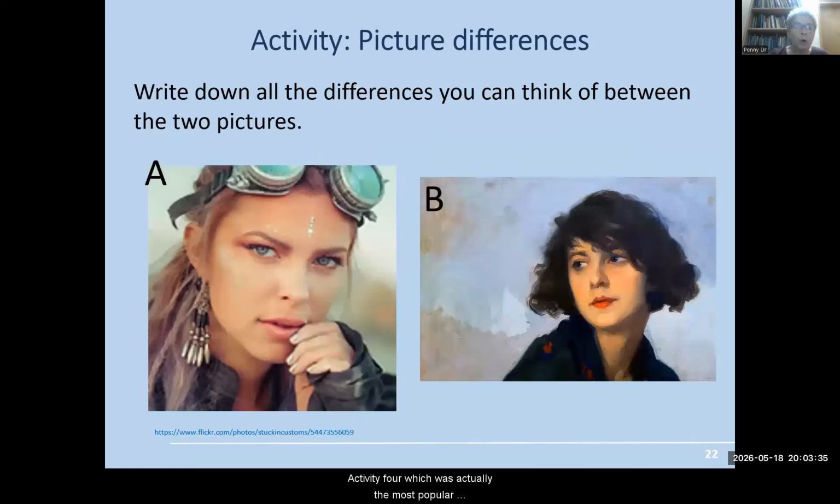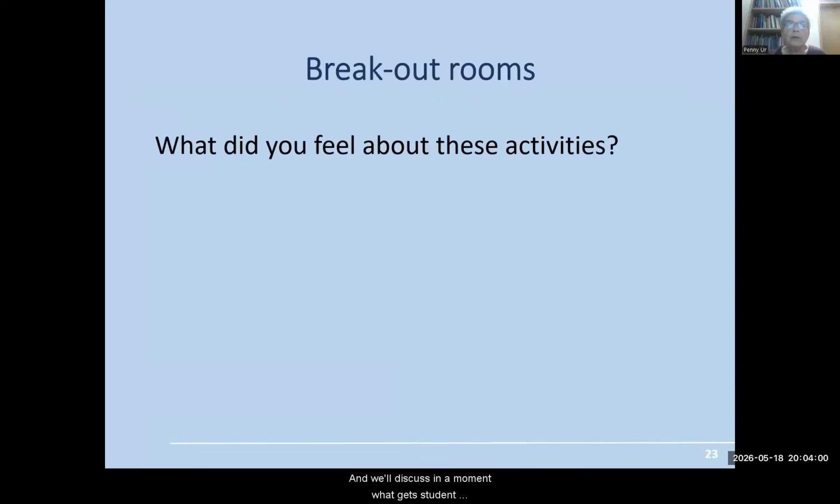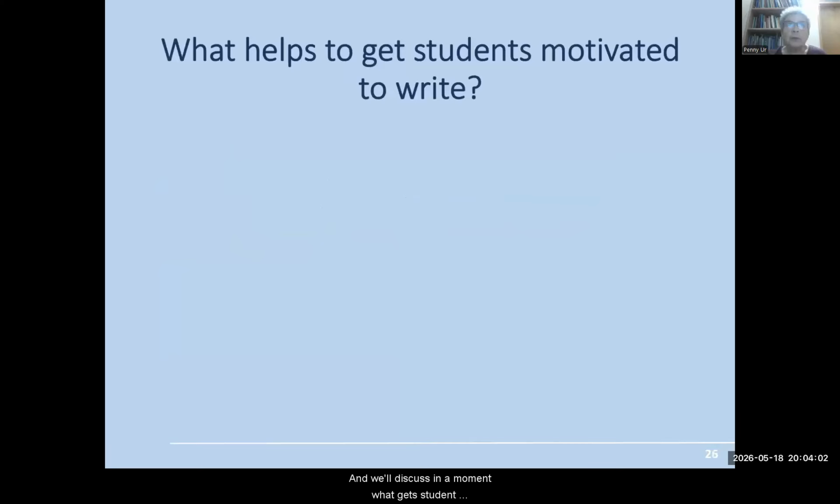Activity 4, which was actually the most popular, according to your poll, of all of them, all the differences you can think about the 2 pictures, I gave no scaffolding at all. But this was fairly simple, okay? Girl A has blue eyes, girl B has brown eyes. I mean, you could do very, very simple stuff here as well as very, very difficult. And we'll discuss in a moment what gets students motivated to write.